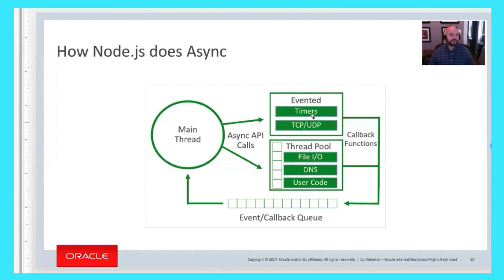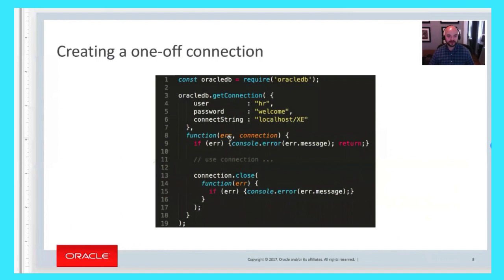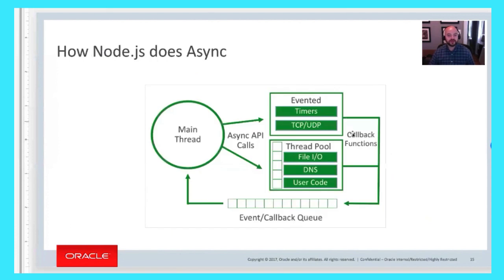And whether it was evented or thread pool, when you call these types of APIs, you actually can't see it here when I'm using async await, but when you're calling these APIs using the callback syntax from before, you're passing that callback function when you make the call to the API. So when that API is finished doing its work, the callback function is going to be placed on the event or callback queue, and eventually your JavaScript function will end up back on the main thread and a new call stack. So that's Node.js in a nutshell and how it's doing async work.